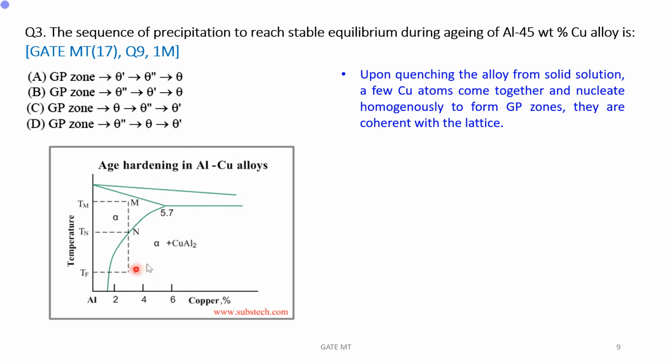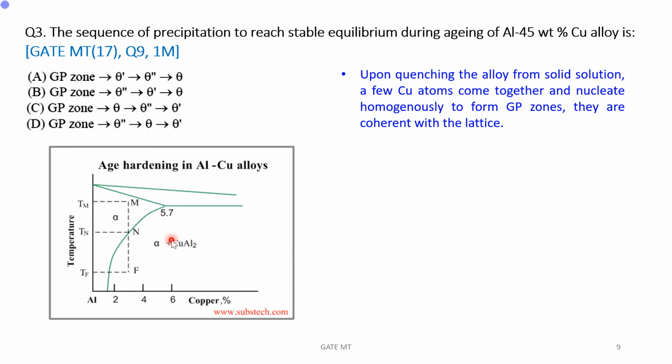So this is how first GP zones, or Guinier-Preston zones, are produced. Upon quenching from the solid solution and then heating, the copper atoms will start coming together. They will homogeneously nucleate to form Guinier-Preston zones. These Guinier-Preston zones are disc-like. They are formed as part of the FCC lattice itself. Therefore, they are completely coherent with the lattice.